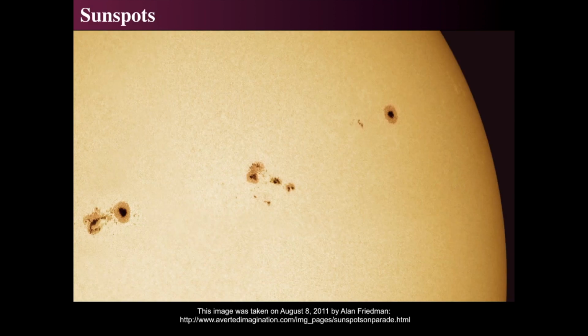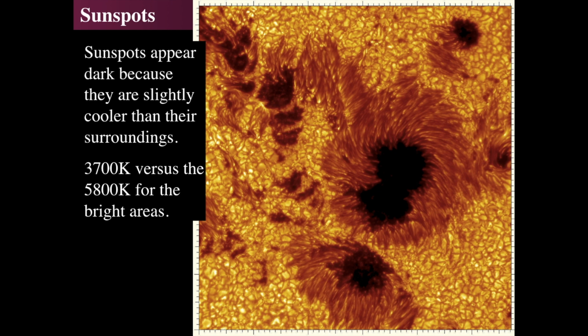Sunspots are really critical things because they look like blemishes on the surface, on the photosphere of the sun. They're cooler regions on the surface of the sun, and they have very strange and interesting shapes. This image was taken by Alan Friedman, who's a very interesting solar observer. Sunspots appear darker because they're slightly cooler than their surroundings. And slightly cooler is still very hot: 4,000 Kelvin versus about 6,000 Kelvin for the brighter areas of the sun.